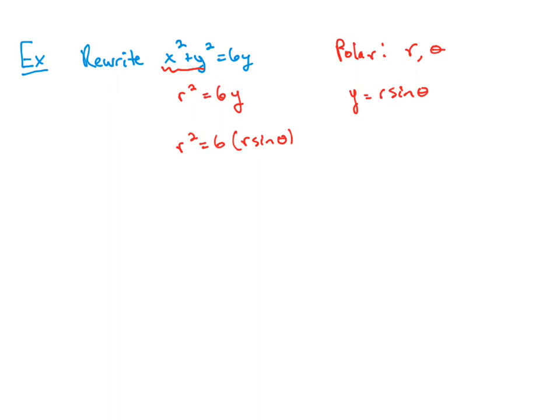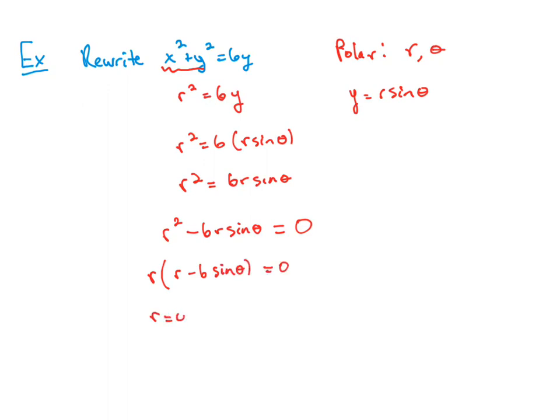And we want to solve this for r. So let's see what we can do. r squared equals 6r sine theta. To solve for r, because I have r in two separate terms, I'm going to write all the terms on one side and then factor out the r. Okay, so I'm going to get r is equal to 0, or r minus 6 sine of theta is equal to 0. So r is equal to 6 sine theta. So both of those equations would give us the same graph of this equation.